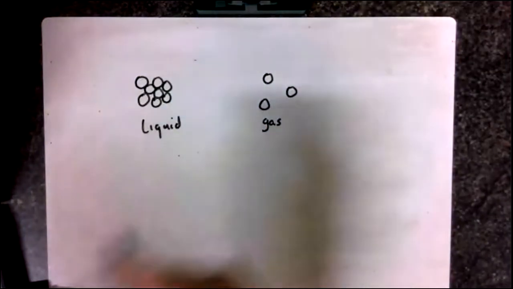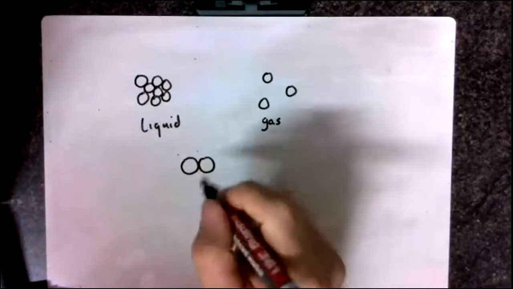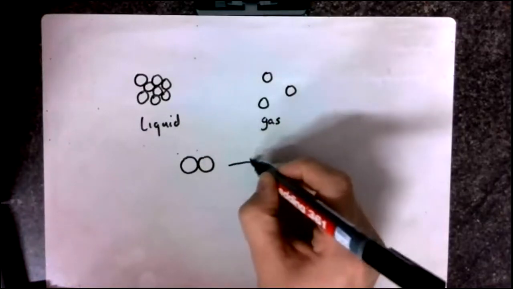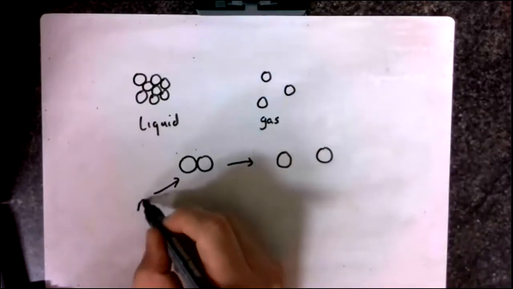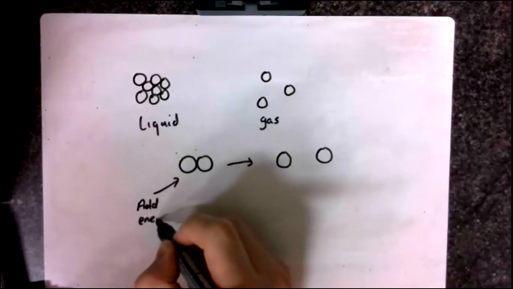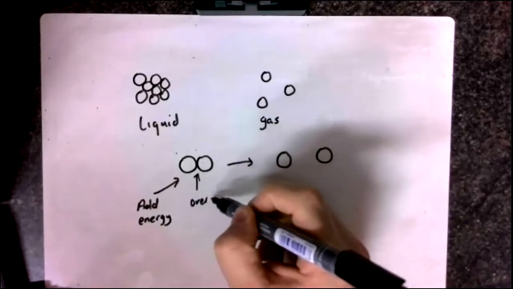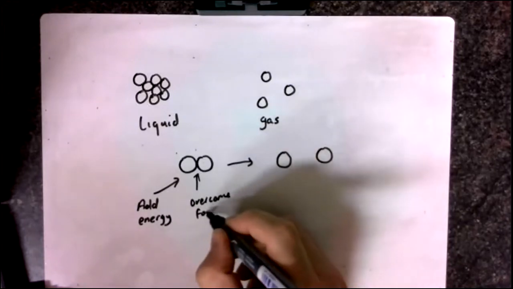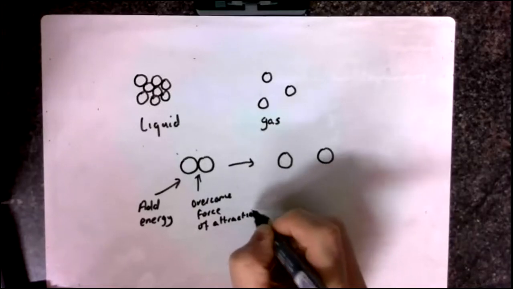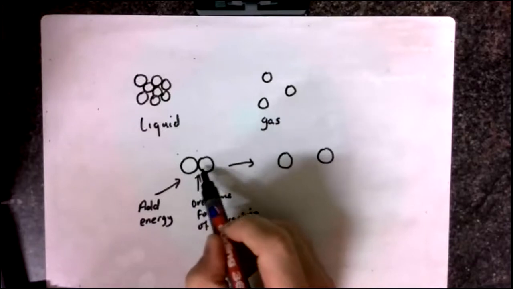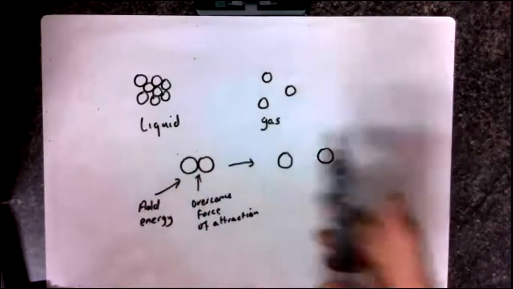Now we said that if you want to turn a liquid to a gas, what we need to do is add energy. We need to add energy to the liquid to overcome the forces of attraction. Attraction just means stick together or come together. There's a force here that makes them want to stay together, and you add energy that makes it overcome the force of attraction. It gives them enough energy to spread apart.